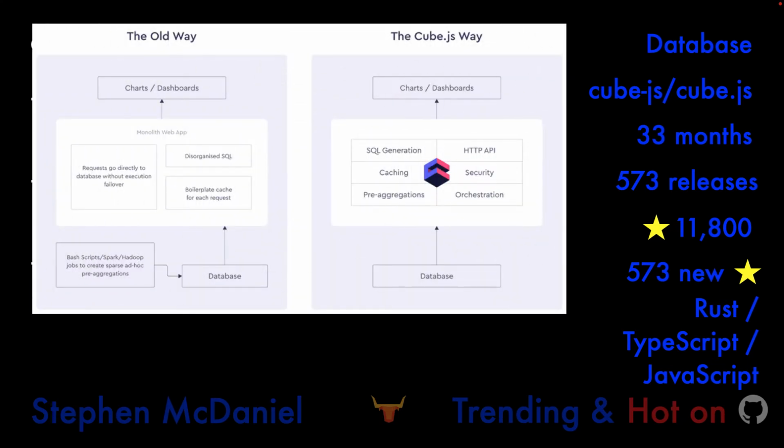And in their explanation, the old, traditional way, if you're trying to develop charts, dashboards, or other analytical projects, you have this monolith web app in the middle that's doing requests, often with disorganized, chaotic SQL and a boilerplate caching system that isn't that optimal. You have some scripts on the back end trying to handle things with your database. And they're saying the Cube.js way is to handle a lot of those cumbersome, complex pieces of the flow with SQL generation, an API, automatic caching, a nice security model, pre-aggregation of your data from multiple data sources, and orchestration of all this for optimal performance.